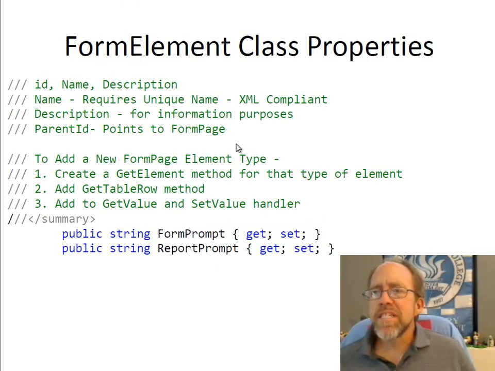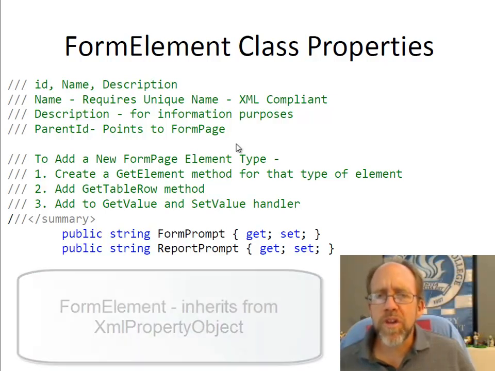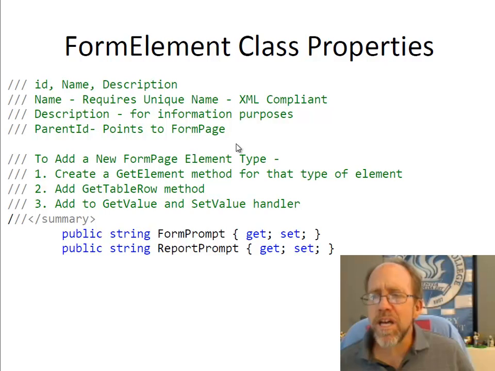So let's look a little bit at this class. Form element and form page all have their own separate class. Notice that the class does not deal with the data, it just deals with the form itself. So for the form element class, we have it inherited from XML property object, and we have, in this case, the prompt, and there's two prompts, form prompt and report prompt. The form prompt could say enter name, whereas the report prompt would be what you'd see on a report, which would just say name.